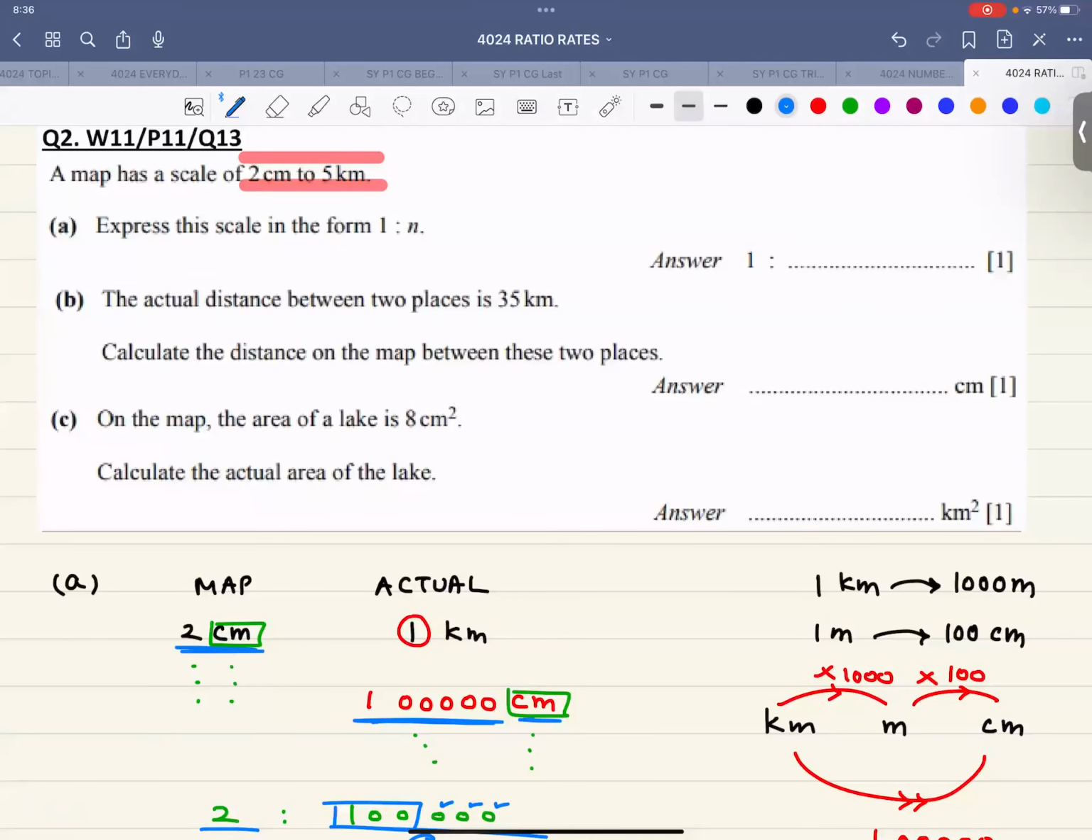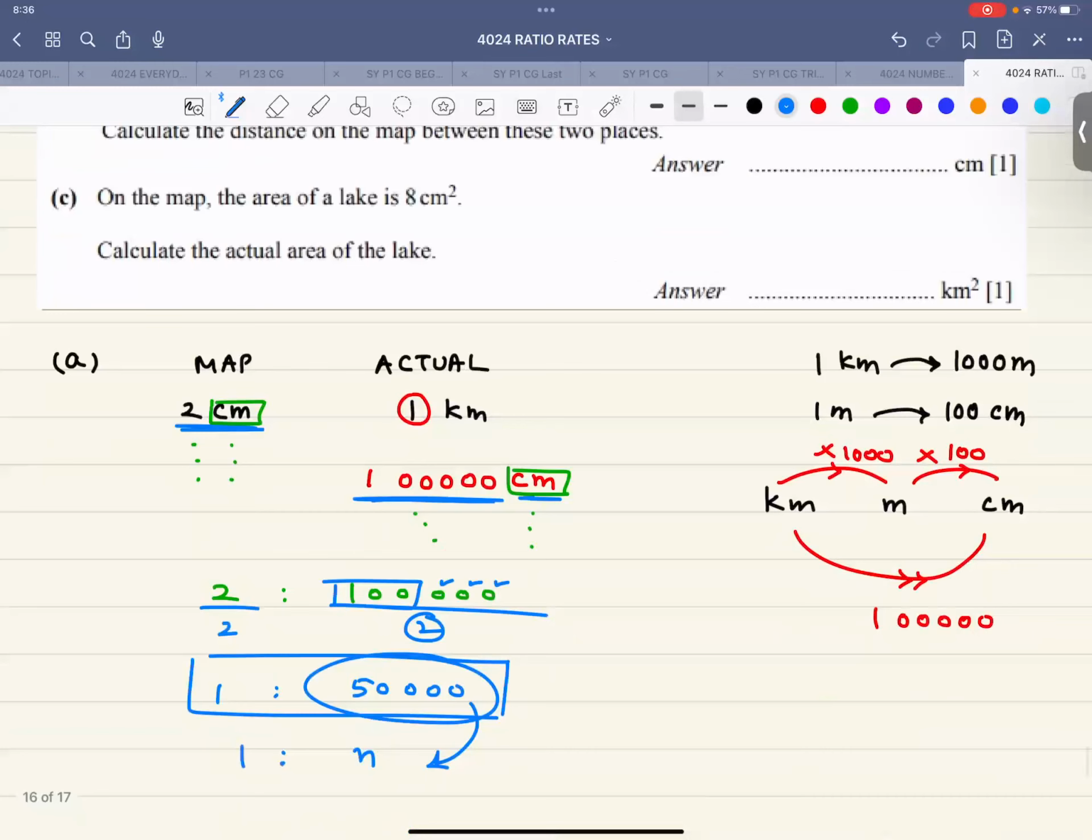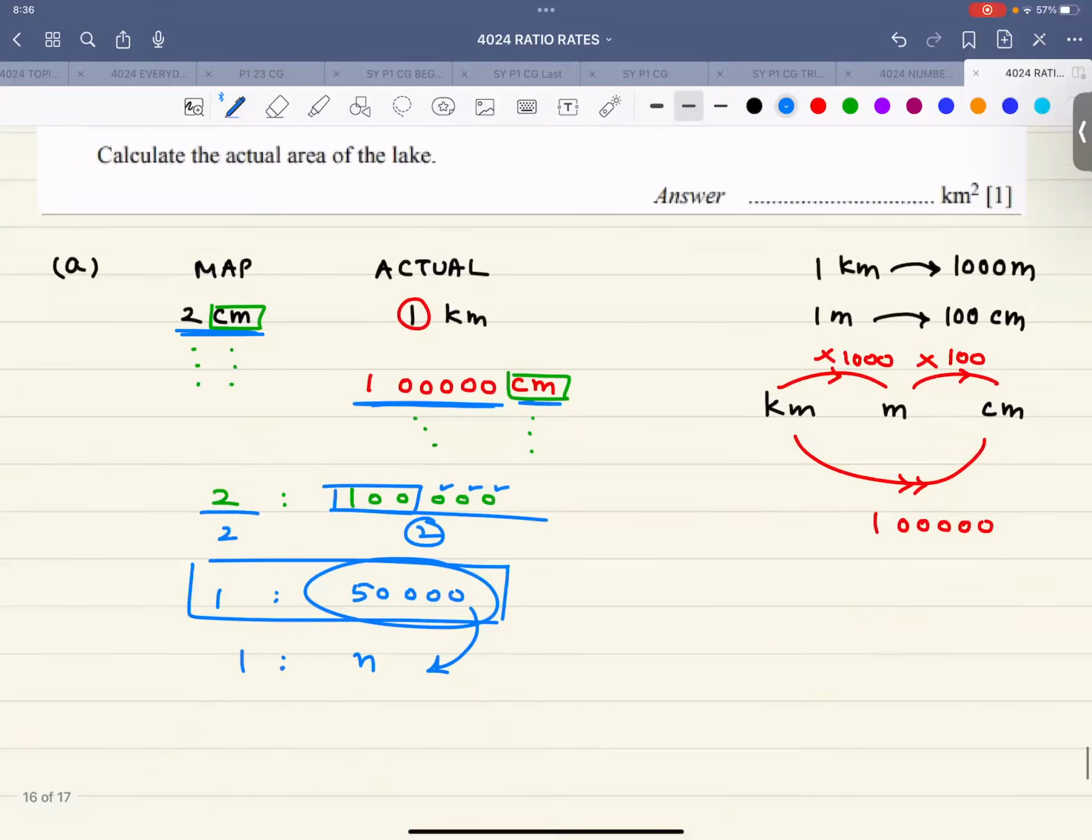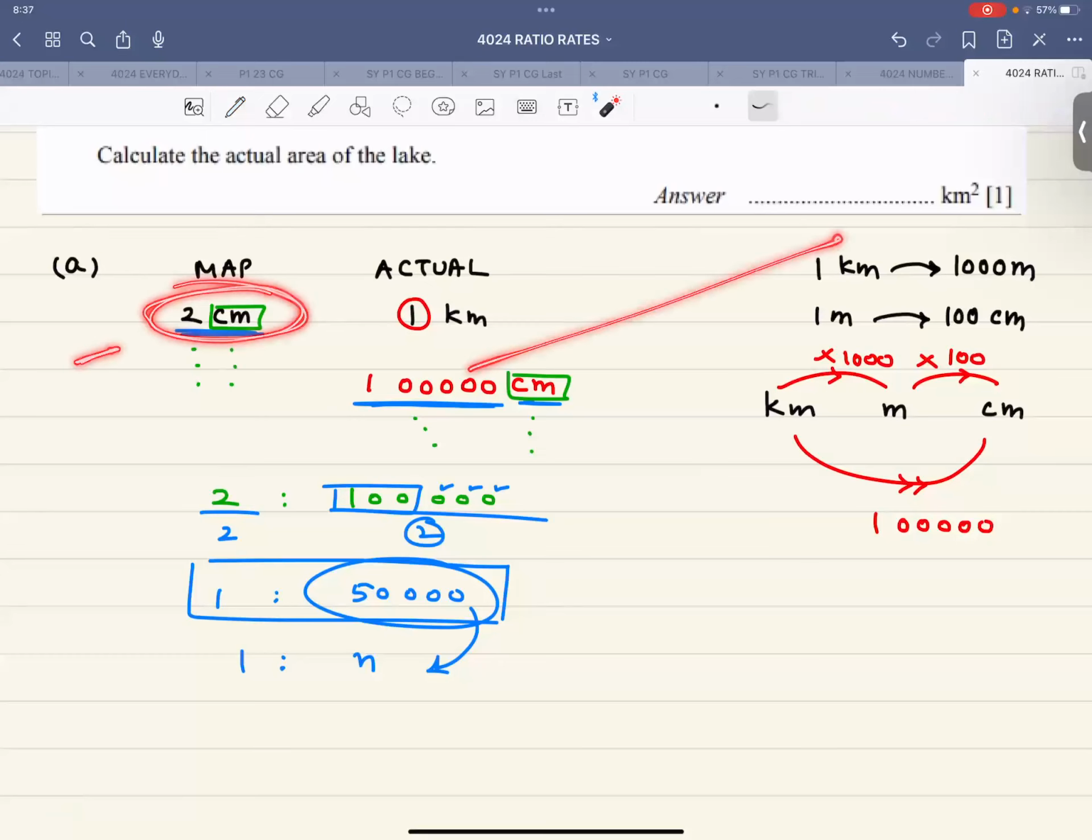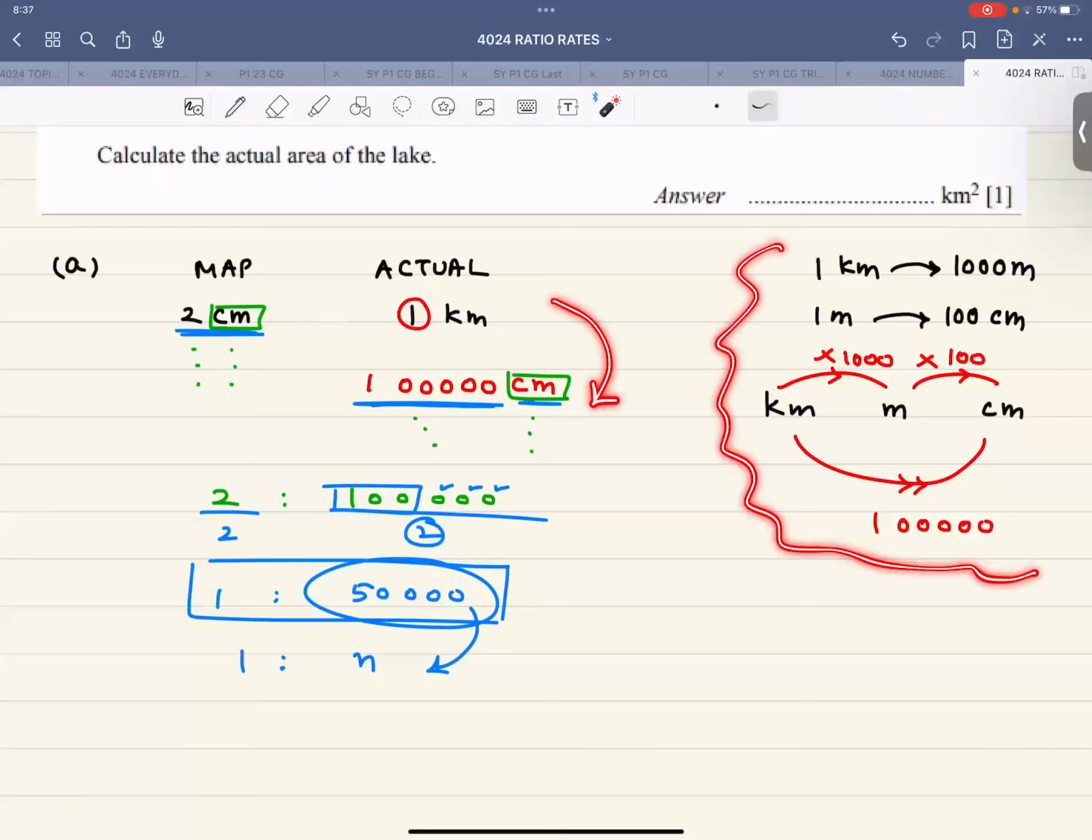The rest of the parts are easy. This is something that people find difficult. Let me explain it once again. The actual map was 2 centimeters to 1 kilometer. Maybe this is a road that looks like 2 centimeters on the map. In reality, this is 1 kilometer. I converted kilometers to centimeters. Here is how I have done it.